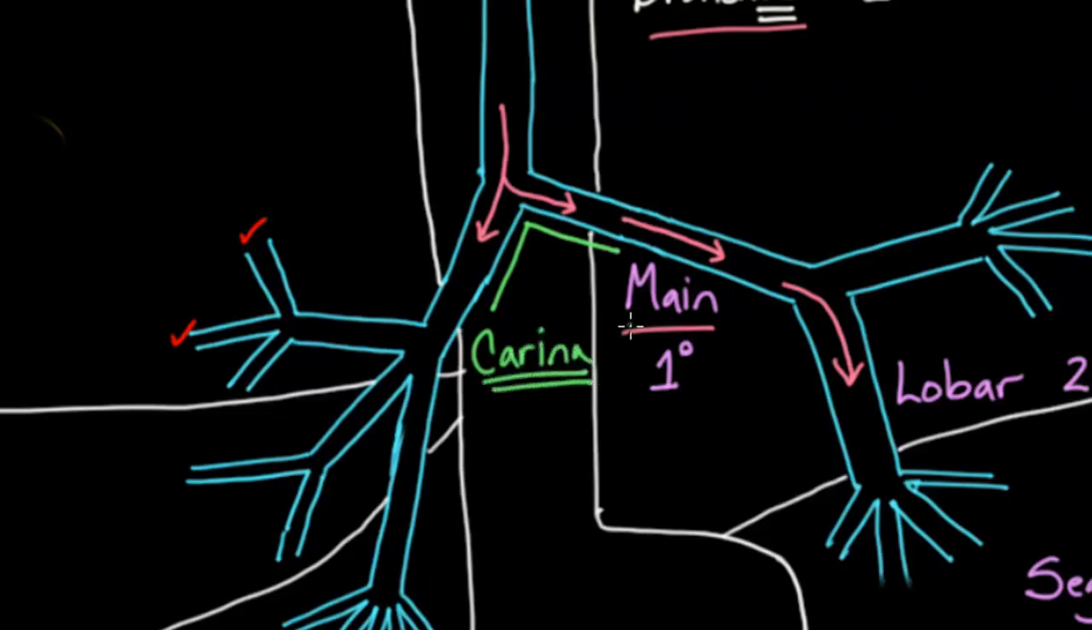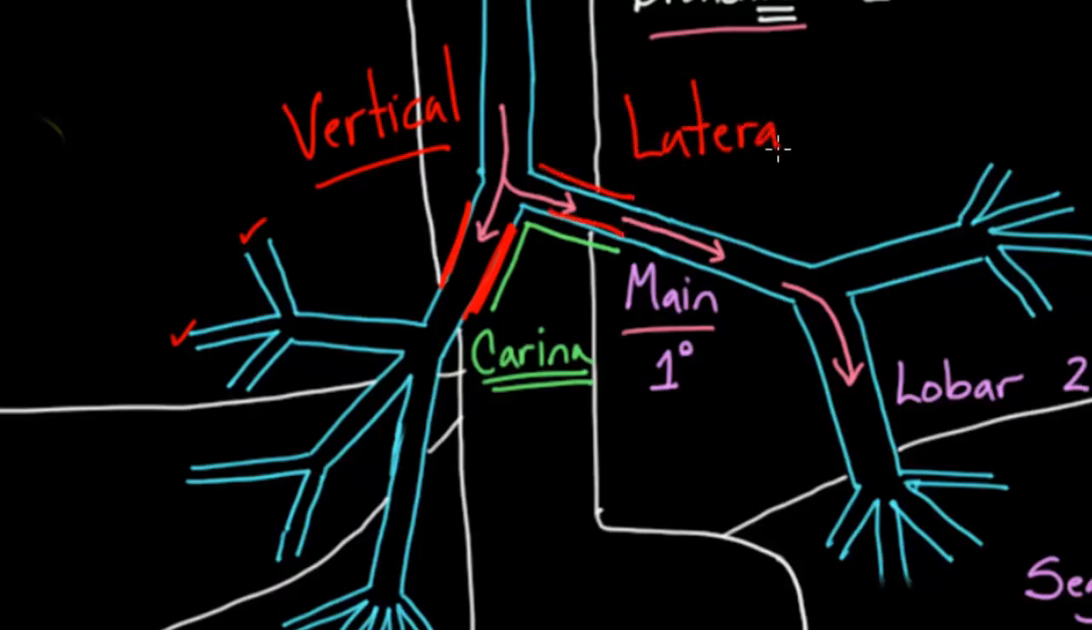So at the carina, you have your break between the right and left main bronchus. And what I want to point out to you is that this right-sided one is a little bit more vertical, and the left-sided one is a little bit more lateral. This is a little bit more flat or lateral.